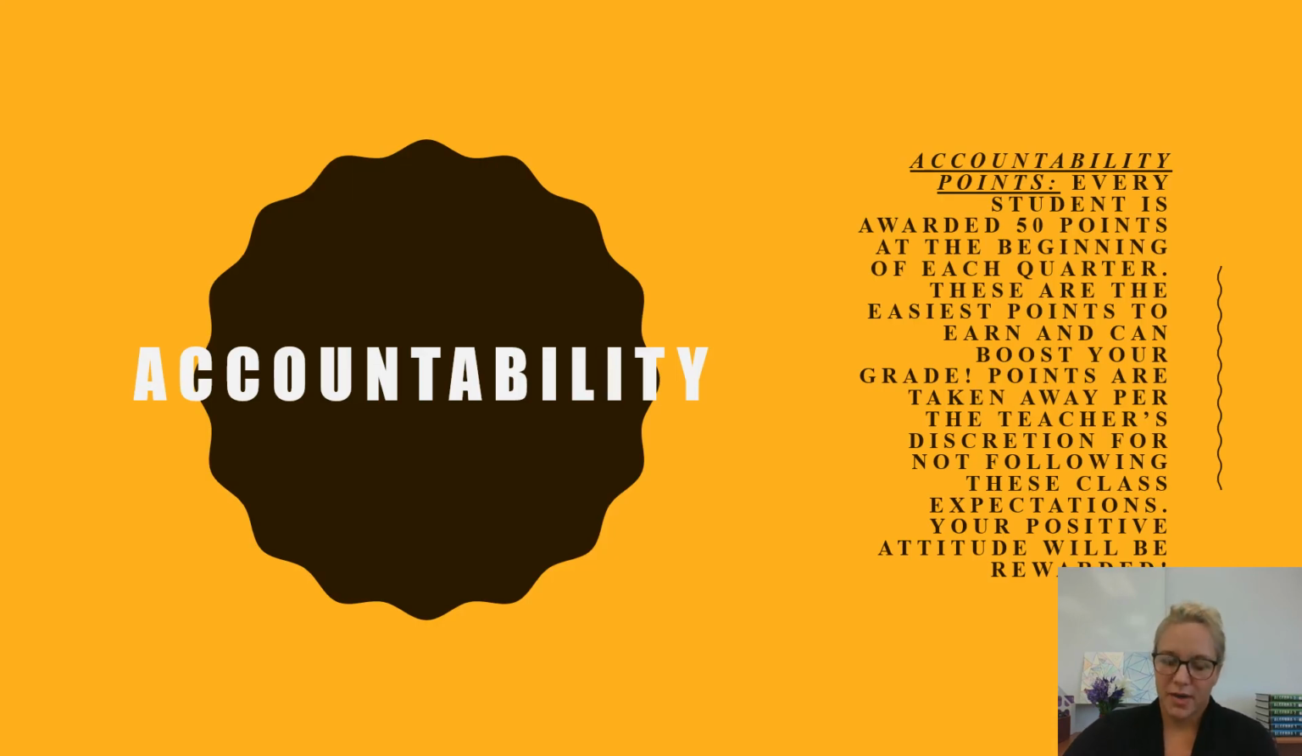So hold yourself accountable. The most successful classrooms are where students are holding themselves and each other accountable, helping each other out, but working towards that goal of actually learning and retaining information. The accountability points I give you, your 10% of your grade, are the easiest points to earn, and your positive attitude and your willingness to learn will be rewarded in that grade.